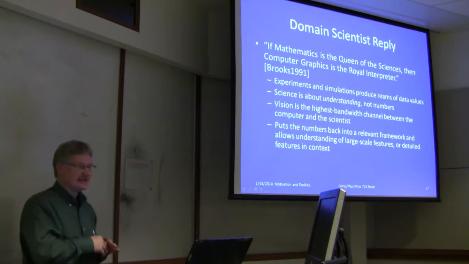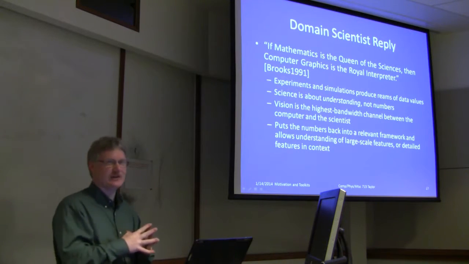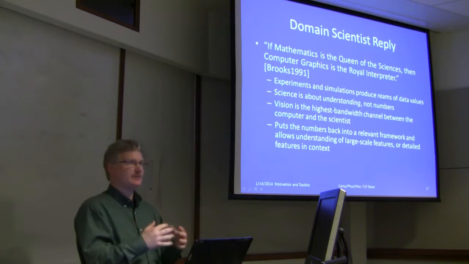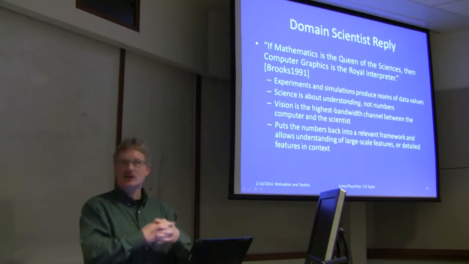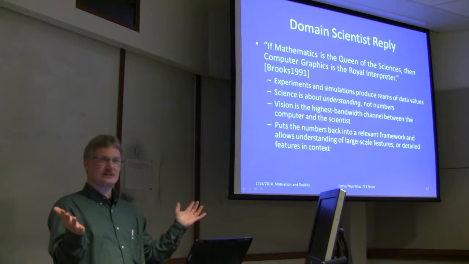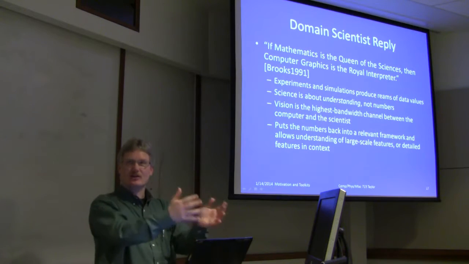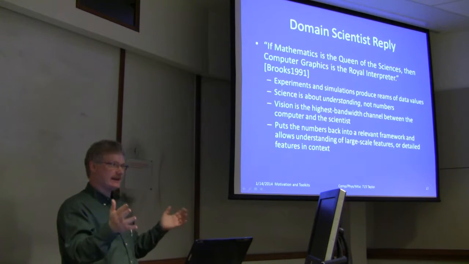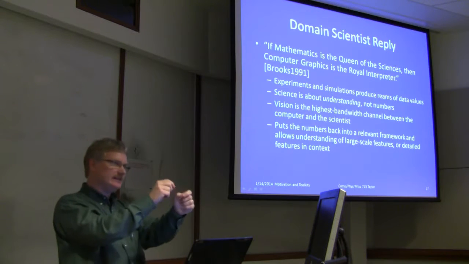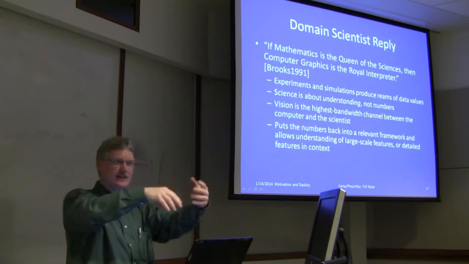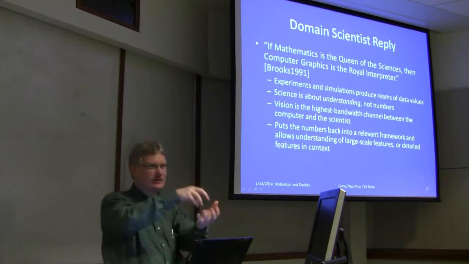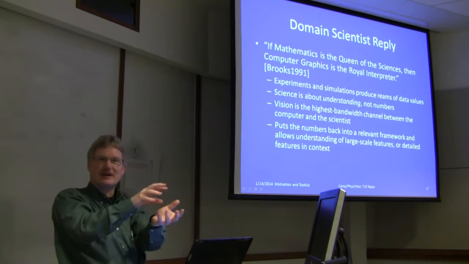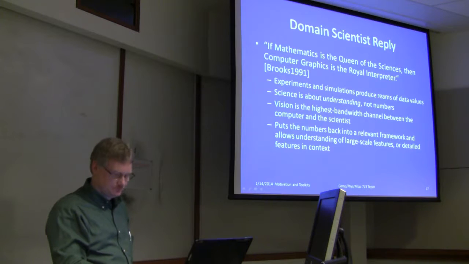So the basic answer for the domain scientist is, if mathematics is the queen of the sciences, then computer graphics is the royal interpreter. What do I mean by that? You run a computer simulation of the thing you're trying to understand, and you get a pile of numbers in some big matrix. I didn't want a pile of numbers, I wanted to know what was happening in the actual world. You run an experiment, you sample things from the real world, you get a pile of numbers. The question is not what's the detailed number here, but what's going on in this system? How does it relate to the things that are around it? How are the details in context? And so computer graphics can take those numbers, put them back into context, and let you think about them in a way that's useful to the thing you're trying to answer.